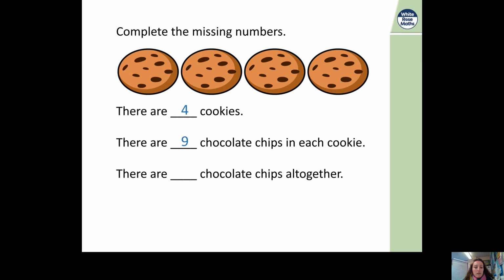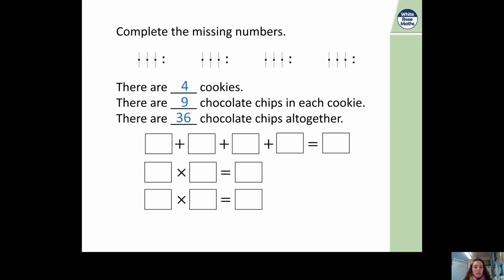We need to calculate 4 times 9. And if I count in my 9s, 9, 18, 27, 36. There are 36 chocolate chips altogether. Now, we can write that in 3 different ways. We could do 9 add 9 add 9 add 9, which is 36. We could write 4 times 9, which is 36.